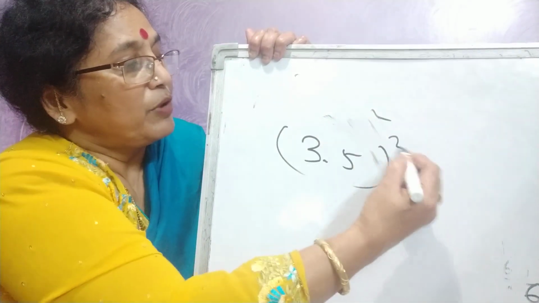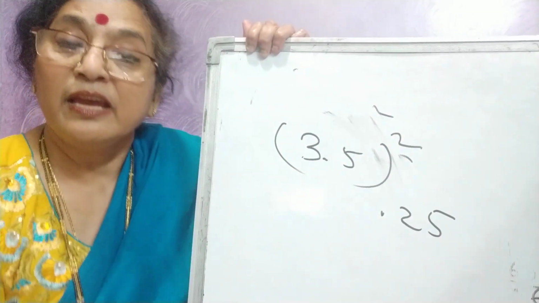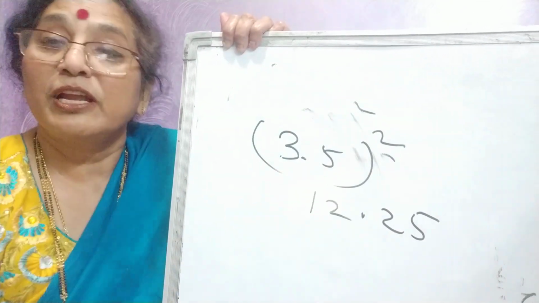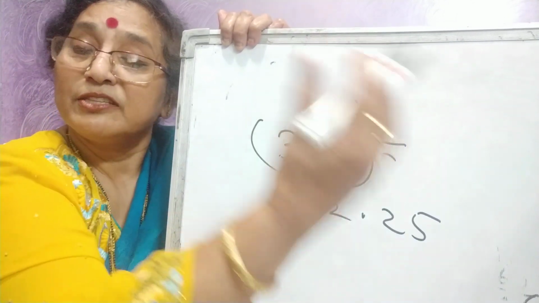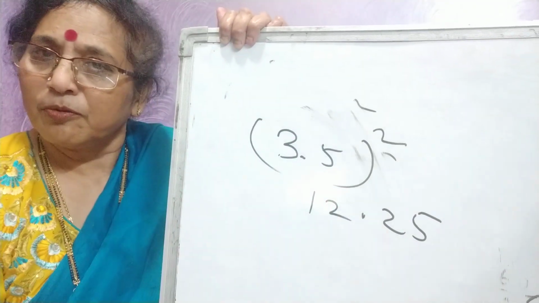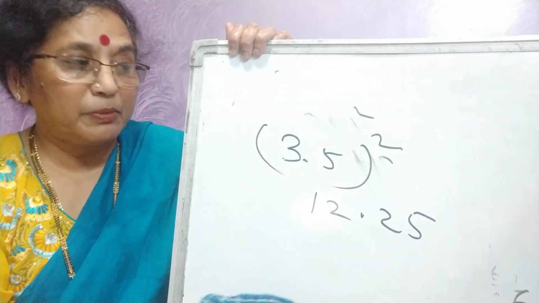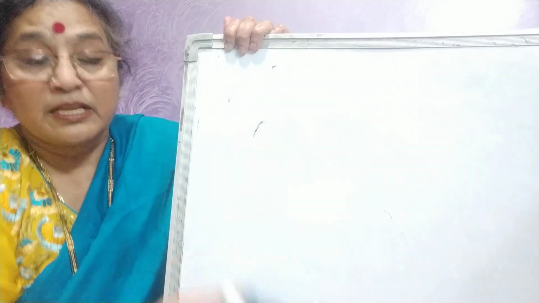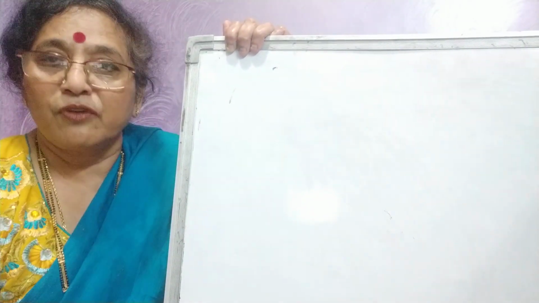3.5 square will be 0.25, and what number comes after 3? That is 4, 3 4s are 12. So 12.25. So even in decimals it will be no problem. If it's 5.5 square, it will be 5 6s are 30, 30.25. No problem. So for numbers ending in 5, if you have to square them, that is the multiplication of the number with the number itself. This is regarding squares of numbers.